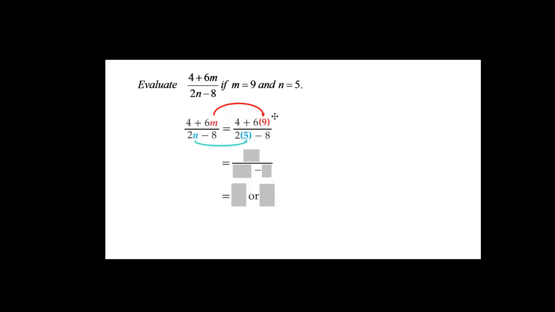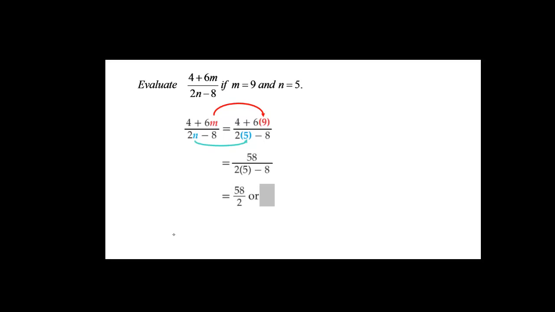In the numerator, we have a multiplication that needs to get done first. 6 times 9 is 54. And then 54 plus 4 gives us 58. In the denominator, we have 2 times 5. And then we're going to subtract from that the number 8. Well, 2 times 5 is 10. 10 minus 8 is 2.